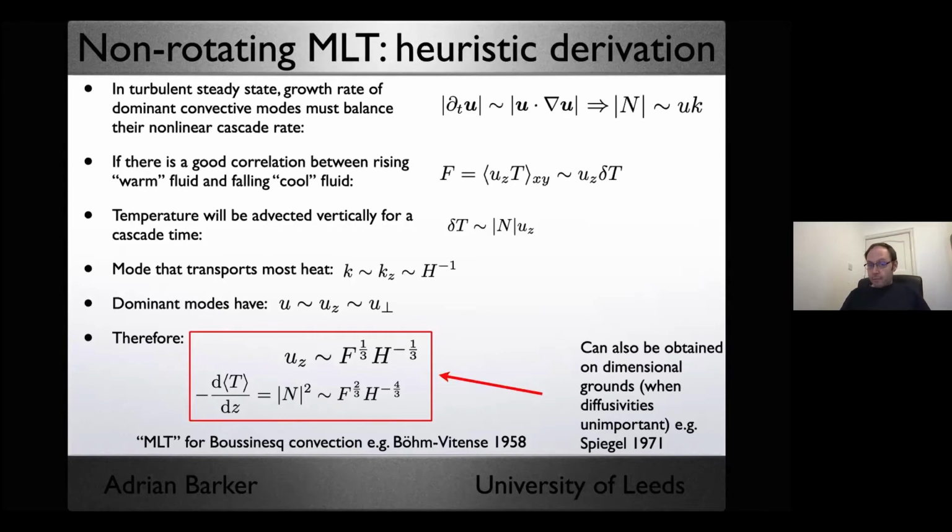So when you add rotation into the problem, there is more than one time scale, and so you can't just determine these scalings purely based on dimensional arguments. So the idea is we're going to think of a picture of convection in which we have a turbulent, statistically steady state, where we have a sea of modes which are individually well described by linear theory, but in which the amplitudes of these modes are determined by the nonlinear terms through the criterion that the linear growth rate of each convective mode must balance a nonlinear cascade rate.